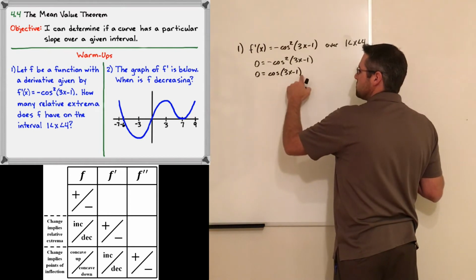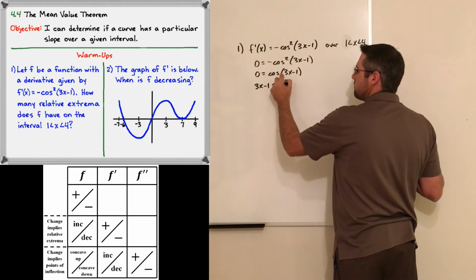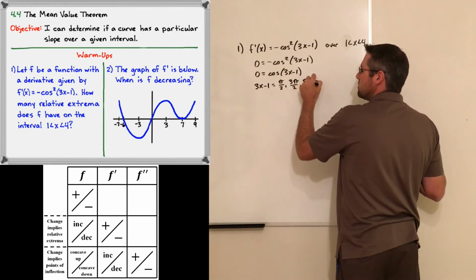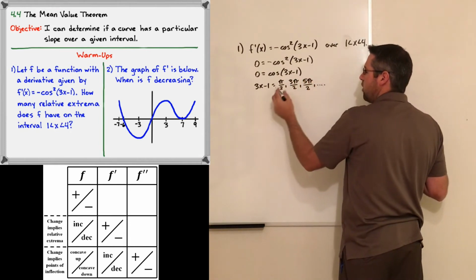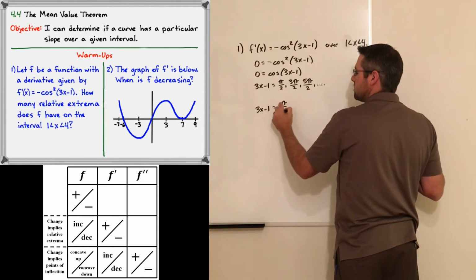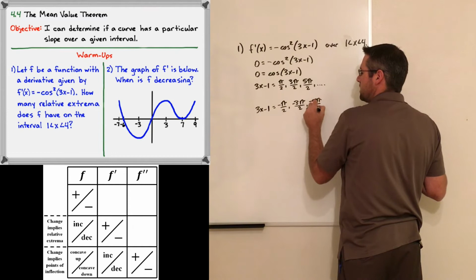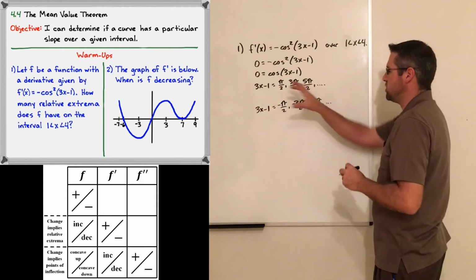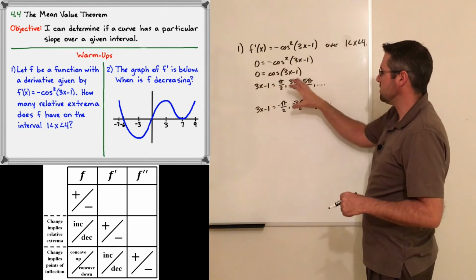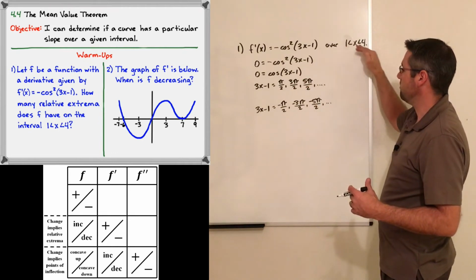So that would be the case when the angle inside the cosine, the 3x minus 1, is equal to pi over 2, 3 pi over 2, 5 pi over 2, and so on. And then also when 3x minus 1 equals negative pi over 2, and negative 3 pi over 2, and negative 5 pi over 2, and so on. Now, the good thing is we don't have to check forever. We're just looking for the interval between 1 and 4. So we would solve these equations and see which ones offer solutions in the interval between 1 and 4.